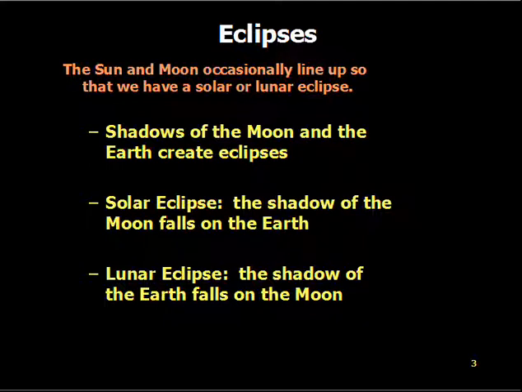It's shadows that are responsible for the eclipse. In the case of the solar eclipse, we have the shadow of the moon falling on the earth, and if you're inside that shadow area, you'll see the sun blocked out. For the case of the lunar eclipse, the moon is moving into the shadow of the earth and blocking sunlight from falling on the moon, and then we see a dimmer light for the moon.